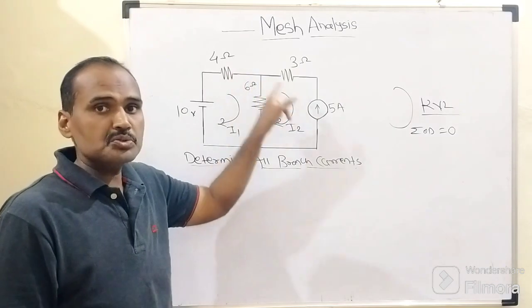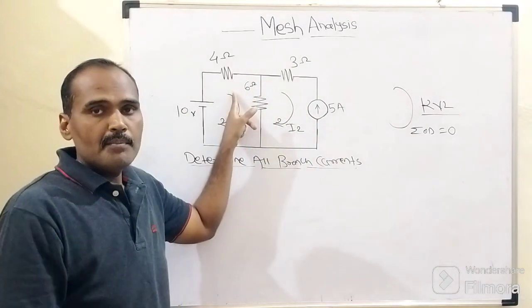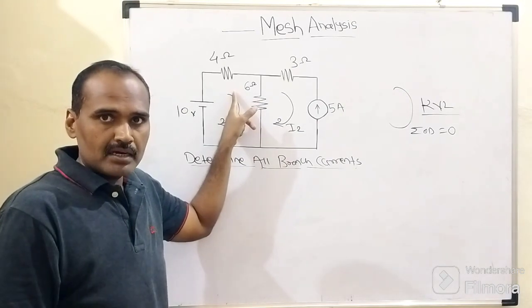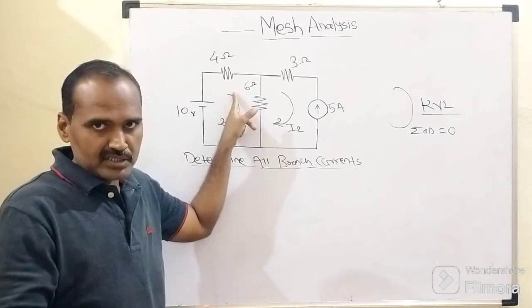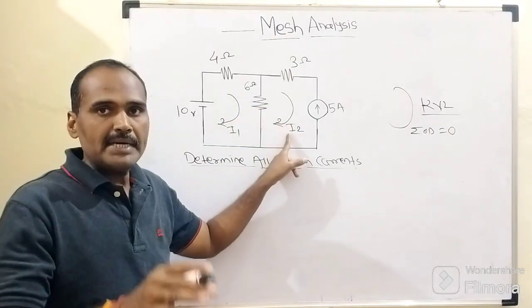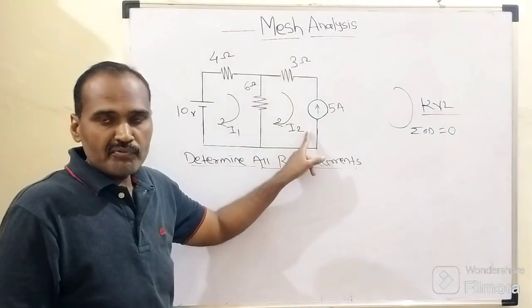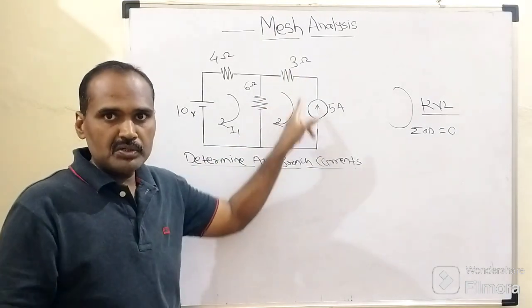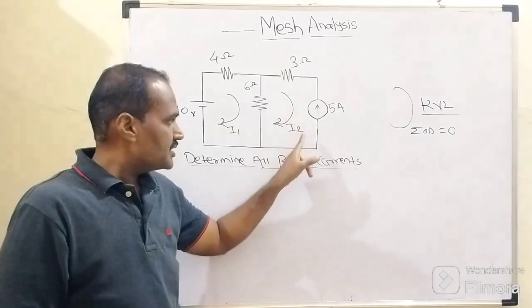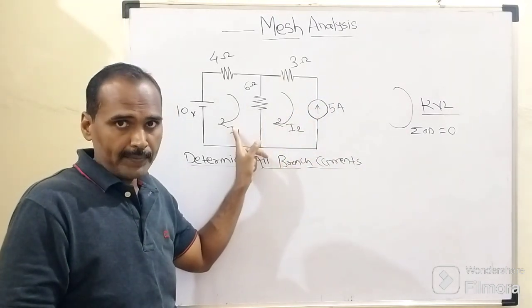Because it is not associated with mesh number 2, it is connected to mesh number 1. So which fundamental current flows through this 4 ohm resistor? That is nothing but I1. What about I2? I2 is the fundamental current belonging to mesh number 2. So the current flowing through this 3 ohm resistor is obviously I2, because this 3 ohm resistor is associated with mesh number 2. It has nothing to do with mesh number 1.